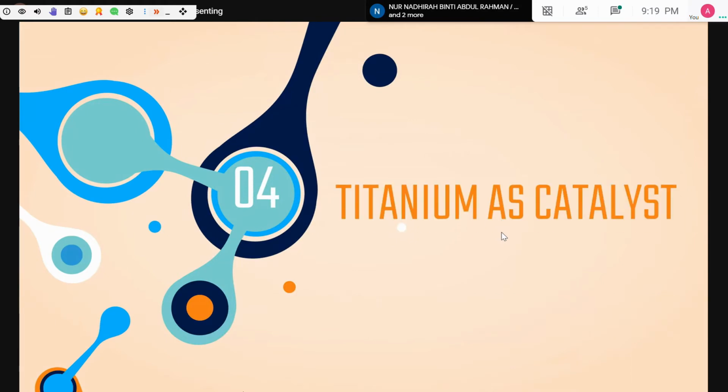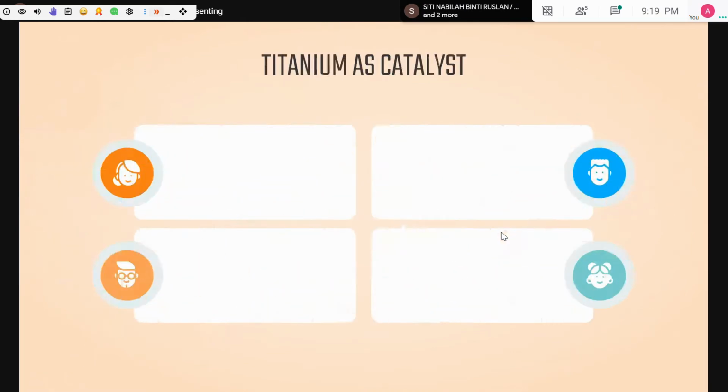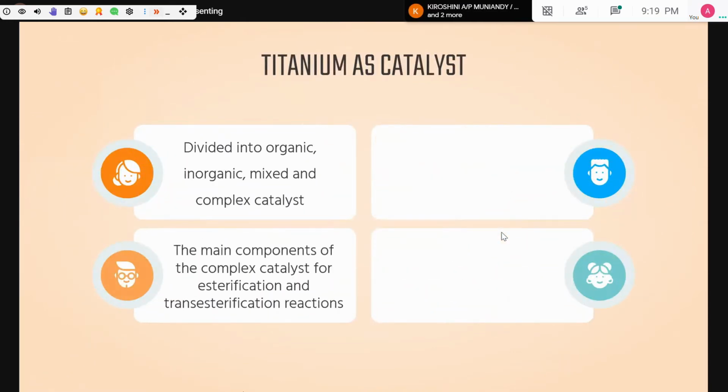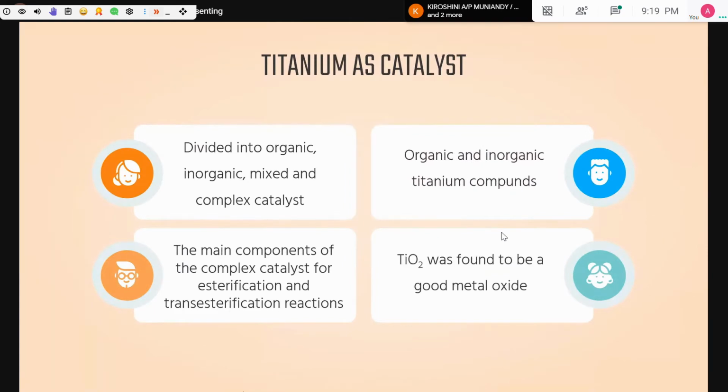Okay, now I'm going to present about the properties of titanium as catalyst. First of all, a catalyst is a substance that increases the rate of reaction while itself remaining unchanged at the end of reaction. In this case, titanium-containing catalysts can be divided into organic, inorganic, mixed and complex catalysts. Both organic and inorganic titanium compounds represent the main components of the complex catalyst for esterification and trans-esterification reaction.